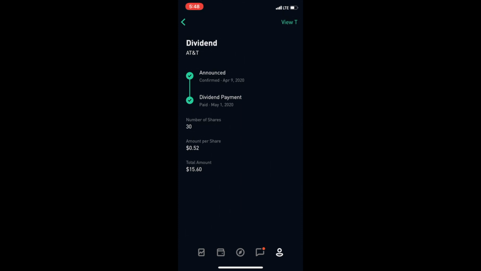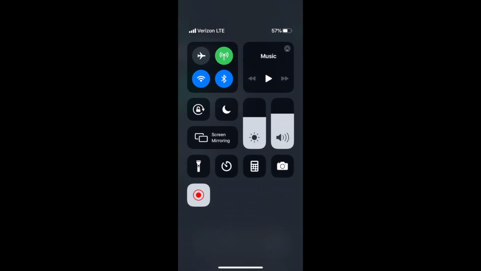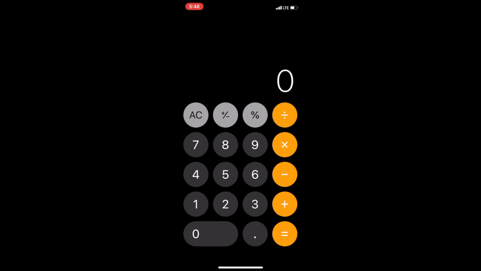So as you guys can see, AT&T right now pays 52 cents per share per quarter. So that's four times a year. So let's get the calculator out and see. So you guys can get an idea. So they pay 52 cents per share per quarter. So we'll multiply that times four. So we have $2.08 per year. So let's remember that number.